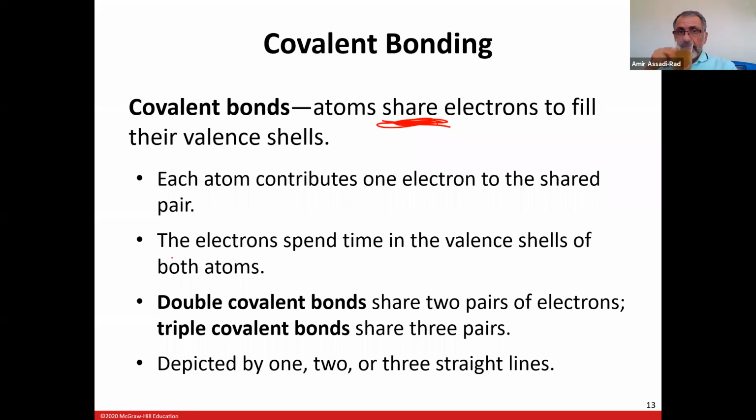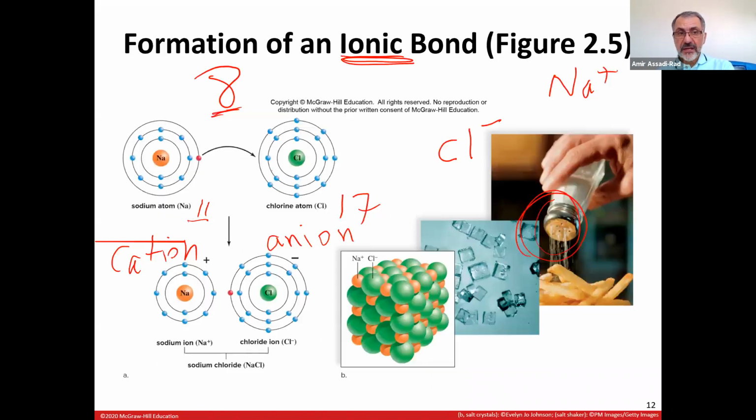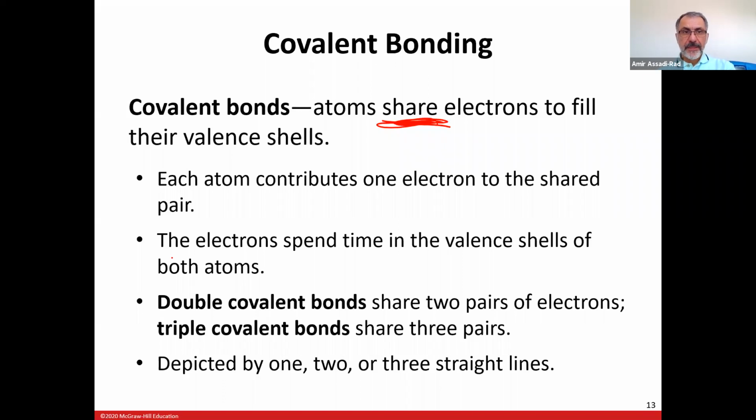So atoms share electrons to fill their valence shell. Each atom contributes 1 electron to share pairs. The electrons spend time in the valence shell of both atoms. It's unlike here, this is not sharing electrons. They are transferring electrons. And then the electron spends time in the valence shell of both atoms.